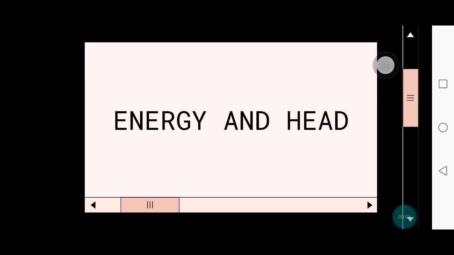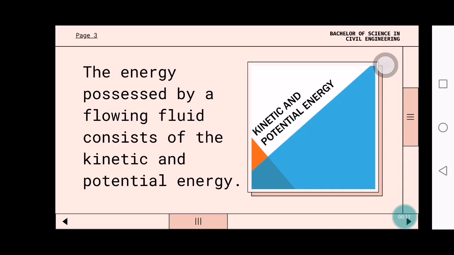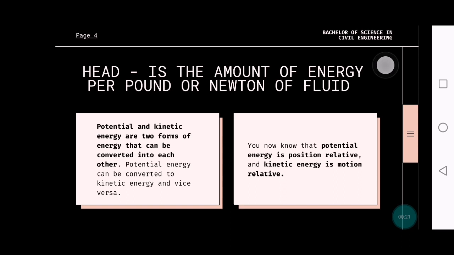So first, energy and head. What is energy? The energy possessed by flowing fluid consists of the kinetic and potential energy. So first, let us define what is head. Head is the amount of energy per pound or Newton of fluid.